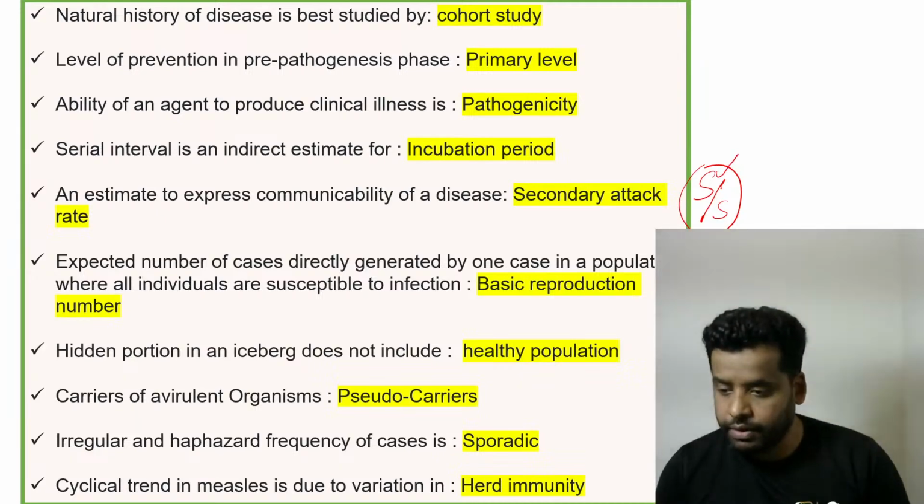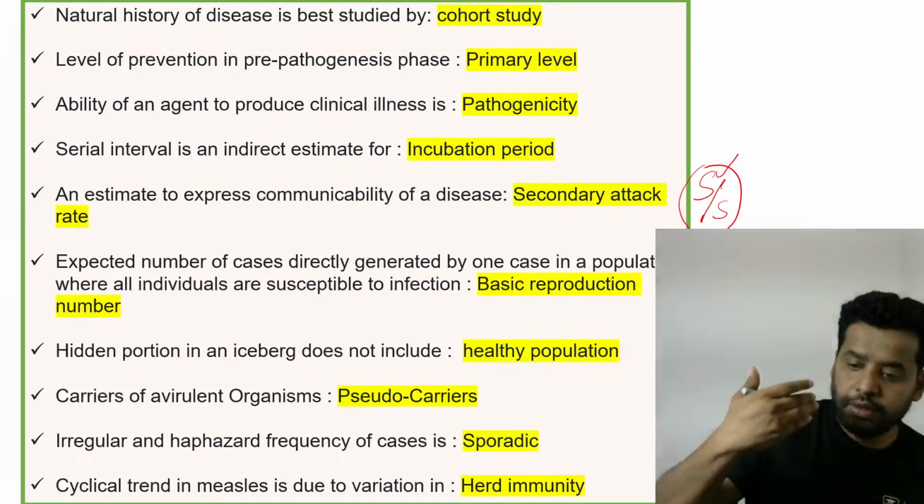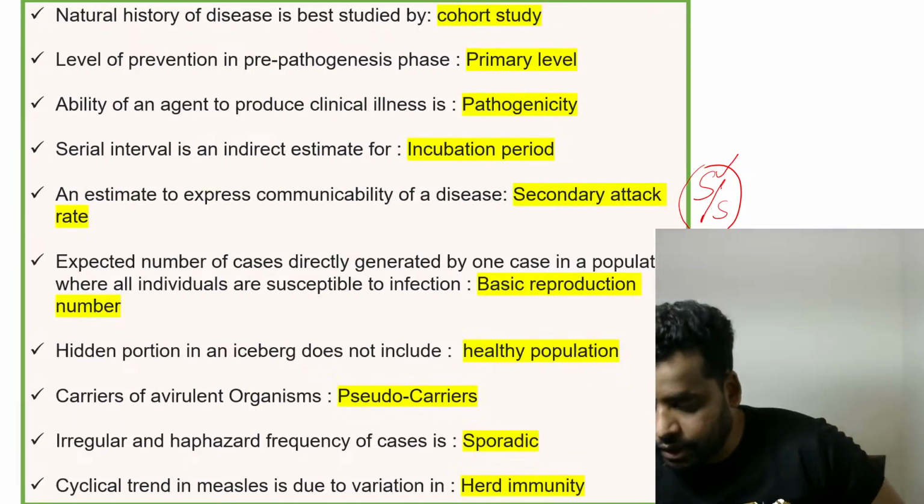I'll give the PDF for you, don't worry. I'll give the PowerPoint. You just listen to the class and answer my question. I'll give the PPT which I'm using here, so don't worry.